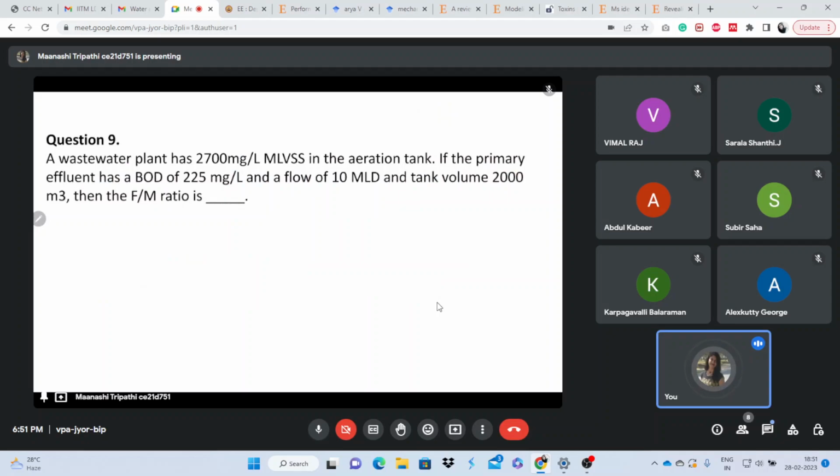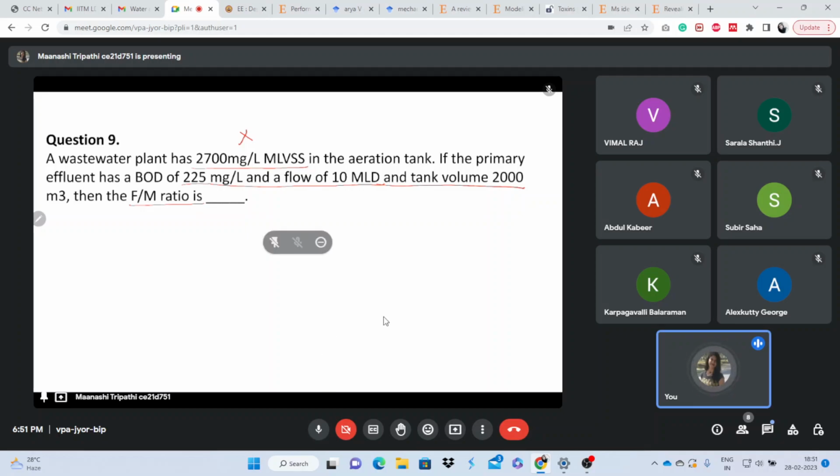So question number 9 is also a numerical question. Please note down the values. A wastewater plant has 2700 milligram per liter MLVSS, so X in the aeration tank. If the primary effluent has a BOD of 225 and the flow of 10 MLD, we have the tank volume as 2000 meter cube, then the food by biomass ratio is. Okay, this you have to solve. Food by biomass ratio.